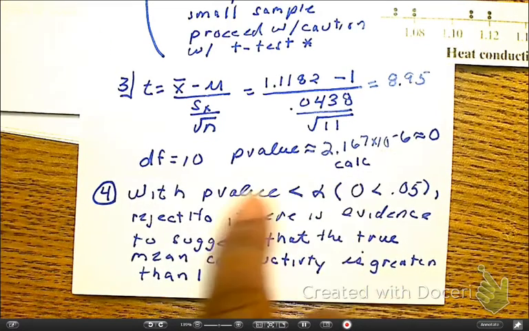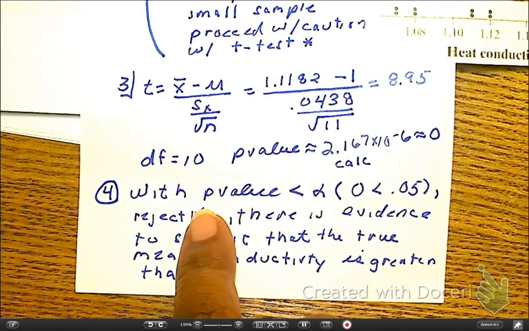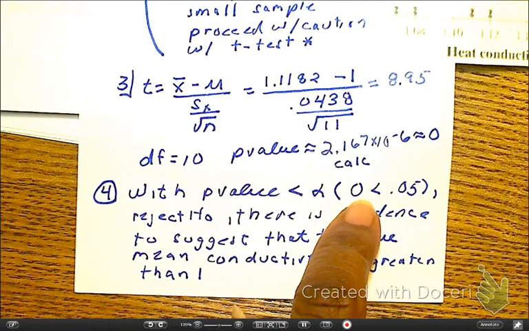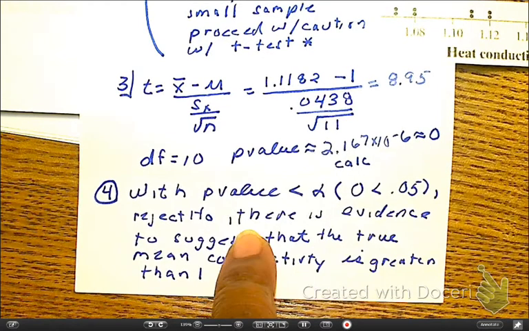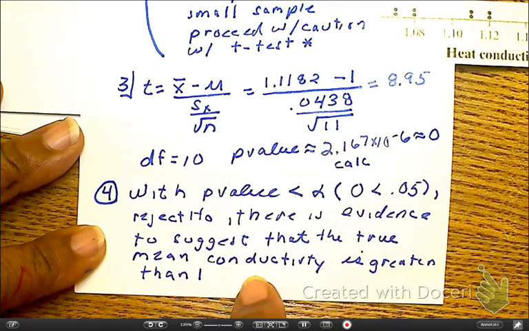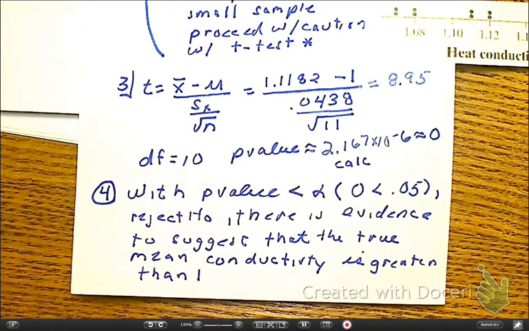So with all of that, our final conclusion, which is our step 4, with a p-value that's less than alpha, and here it's essentially 0, we're going to reject H0, which means we're going to support or fail to reject HA. So there's evidence to suggest that the true mean conductivity of the glass, I should have said, is greater than 1. So that's problem number 74.